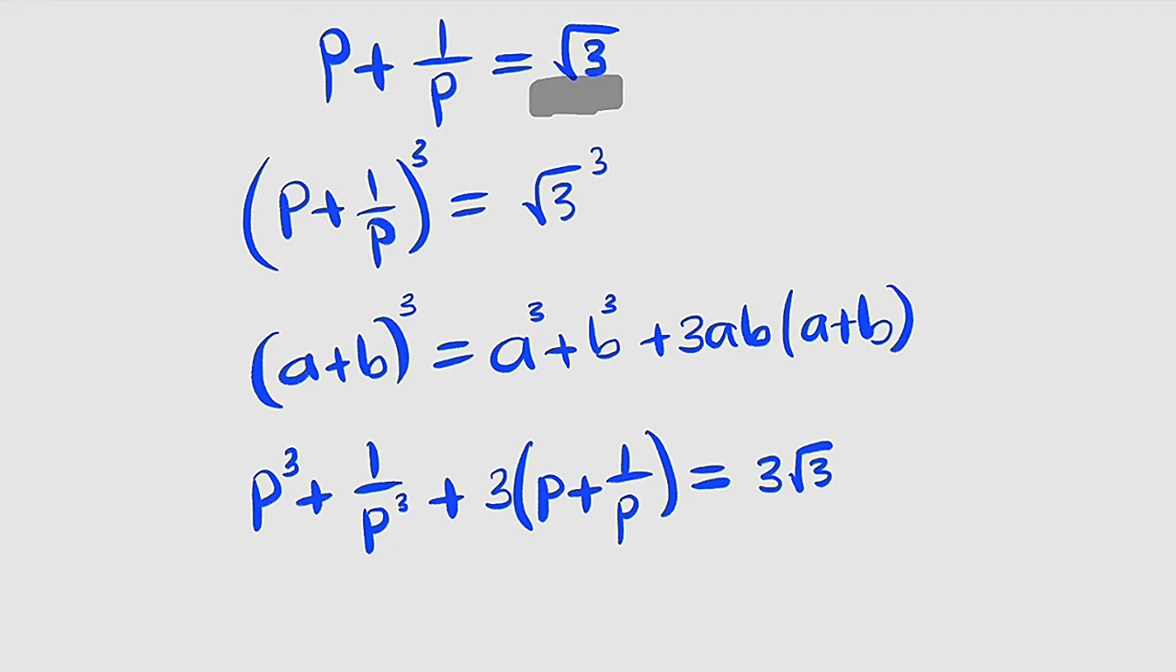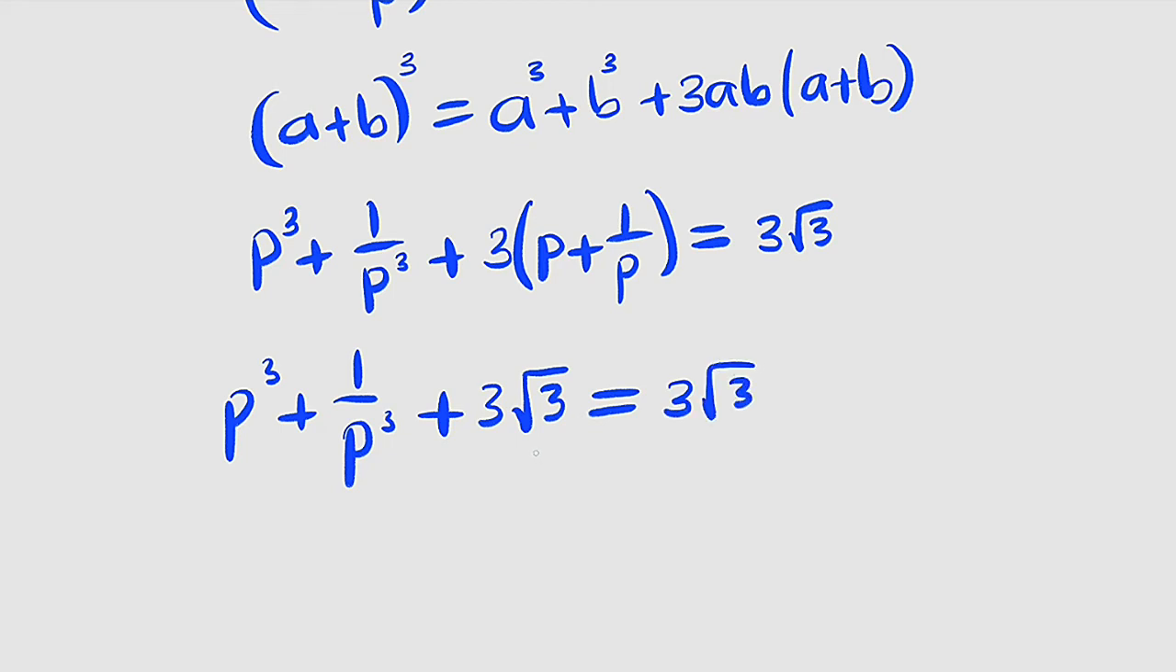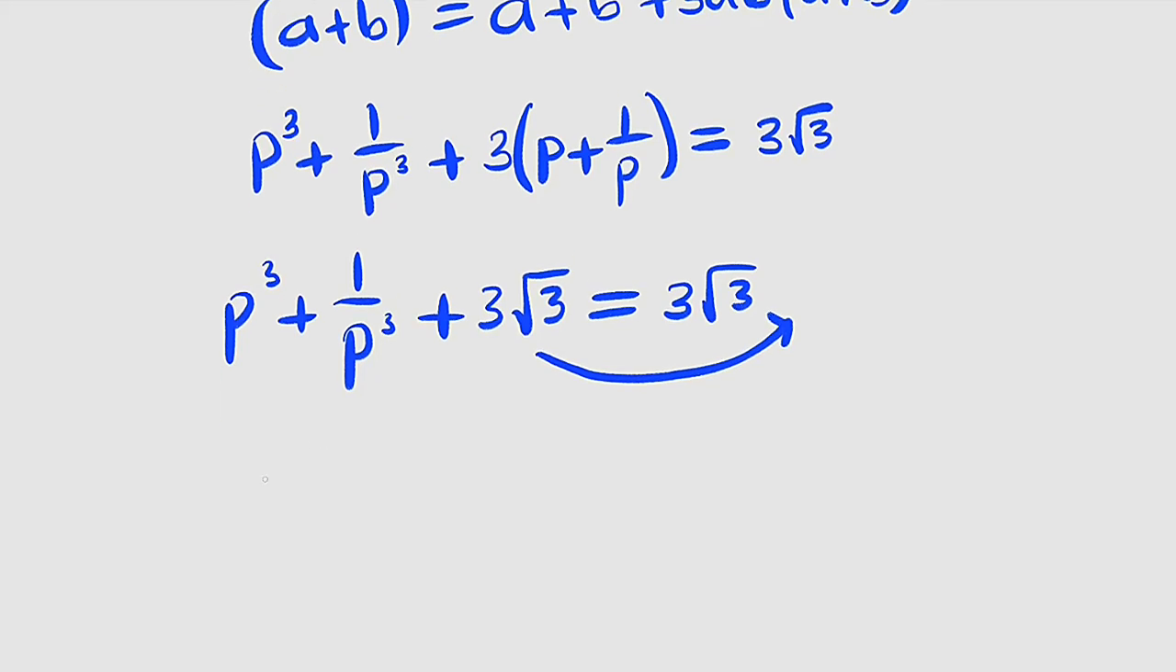So we can substitute it back. So we have P to the power of 3 plus 1 divided by P to the power of 3 plus 3 multiplied by root 3, right? And this is equal to 3 root 3. So if you take this one to the right hand side, it becomes negative, and you have 3 root 3 minus 3 root 3, which is equal to 0, right? Therefore, P to the power of 3 plus 1 divided by P to the power of 3 is nothing but 0.